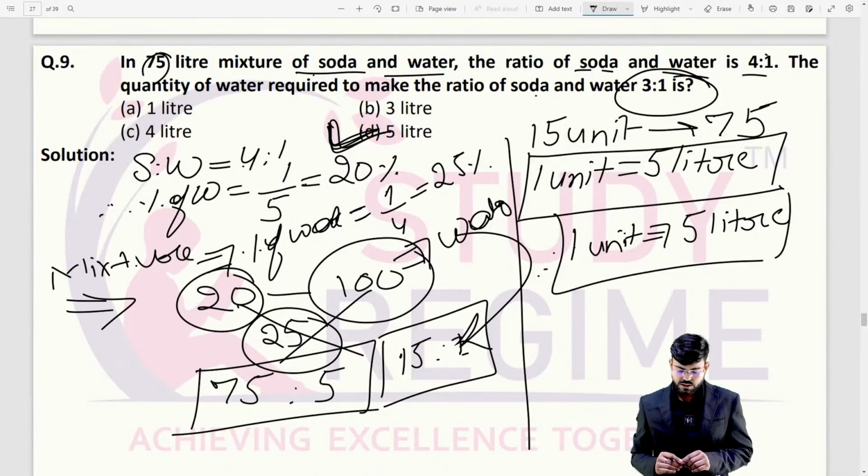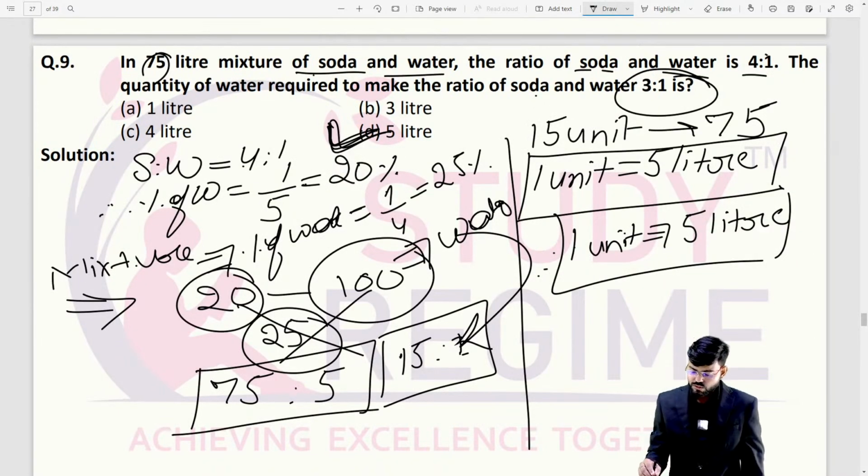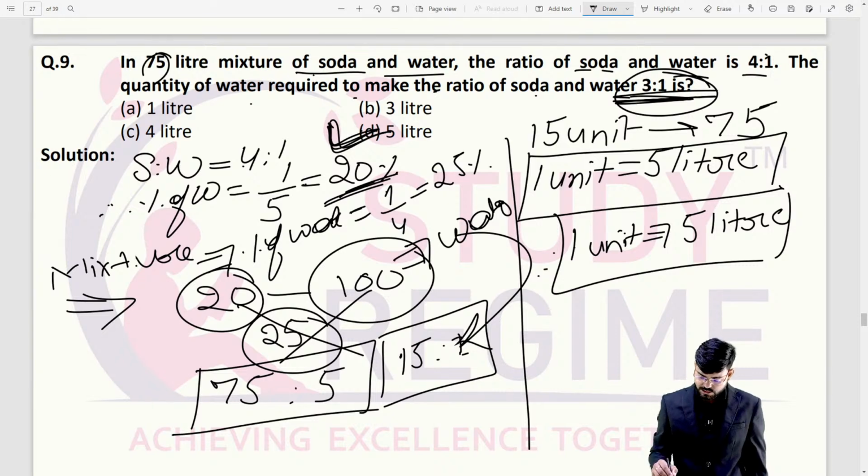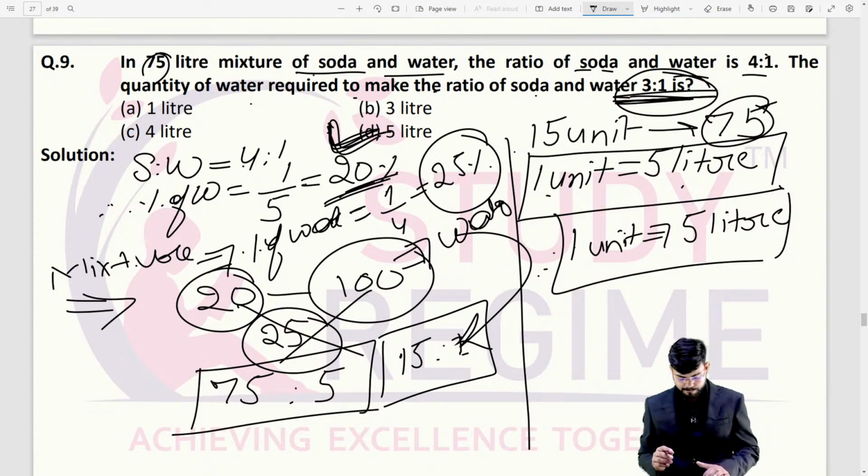Now the next one is a 75 liter mixture of soda and water, with a given ratio of soda and water. So the percentage of water was 1 by total, and 1 by total is 1 by 5. That means equal to 20%. Now what quantity of water is required to make the ratio 3:1? So after mixing water, I want to make the ratio 1 by 4, that is equal to 25%. So again the same scenario, you subtract this. 15 units will represent how many? 75 liters. 1 unit will represent 5 liters. So the answer will be 5 liters.